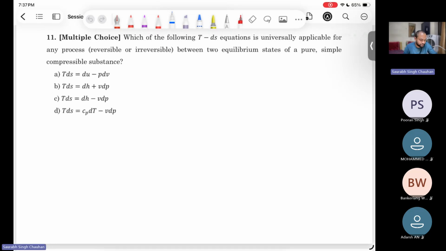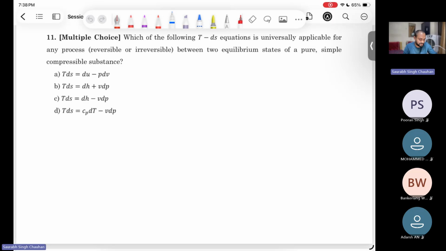Option A, TDS is equal to dU minus PdV. Option B, dS is equal to TdS plus VdP. Option C, TdS is equal to dH minus VdP. Option D, TdS is equal to CPdT minus VdP.